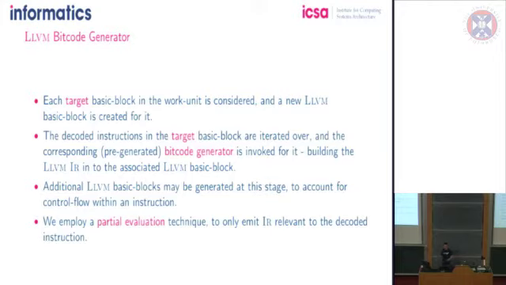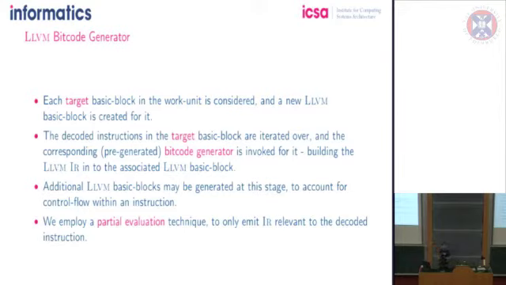I don't want to go into too much detail because that's not what this talk's about, and I promise I will get onto alias analysis in just a second. But a bit about the bitcode generator here, because this is fundamental in understanding why we've had the problem with alias analysis. I've already mentioned here we make the target basic blocks. We iterate over each instruction, and the only thing to note on this slide is that we employ this partial evaluation technique.